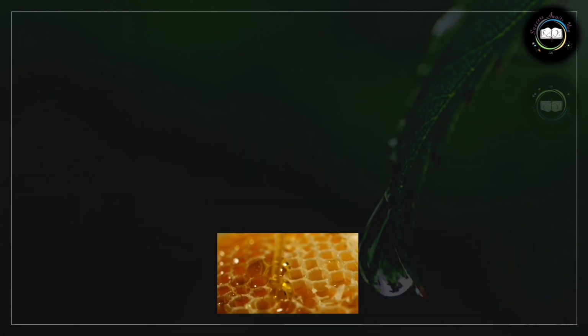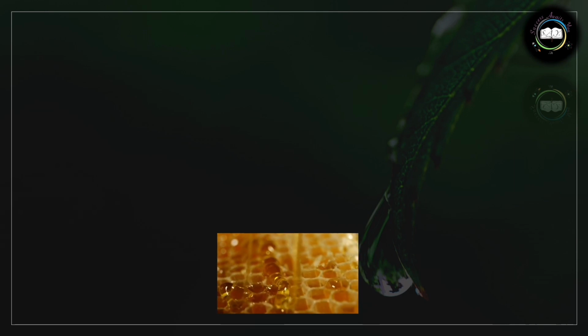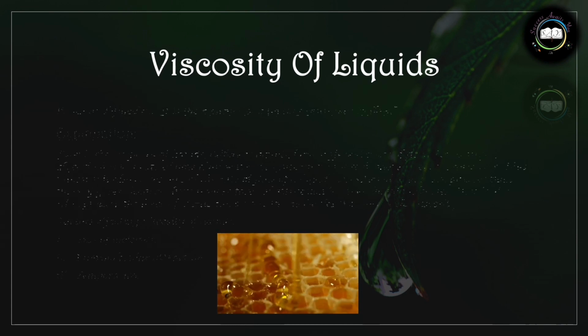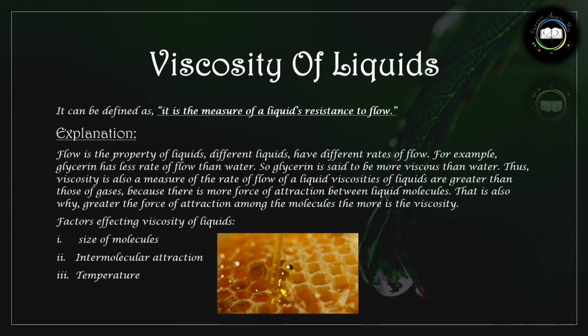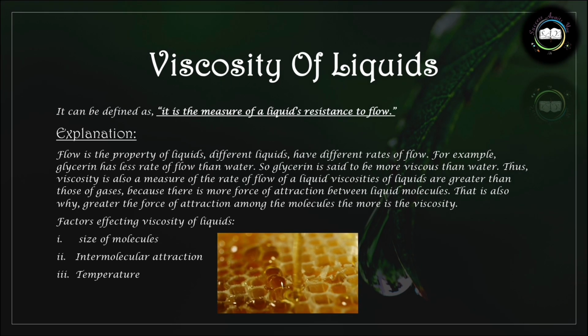Now moving on to the properties of liquids. Number 1 is viscosity. It is defined as the internal resistance to flow of liquid. Factors which affect the viscosity of liquids are: 1. The size of molecules. That is, if the size of the molecules is bigger, the viscosity of liquid is also greater. For example, since the size of honey molecules is bigger than water molecules, honey is more viscous than water.